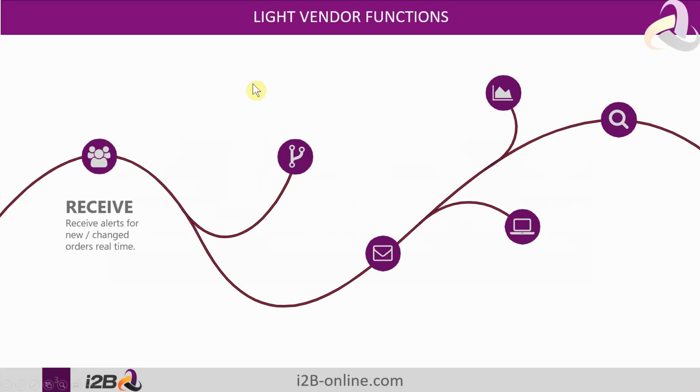So what functions are we going to go through? The first one is receiving an alert for a new or changed order. What will happen is that you will receive an email to tell you that there is a new purchase order being placed on you.